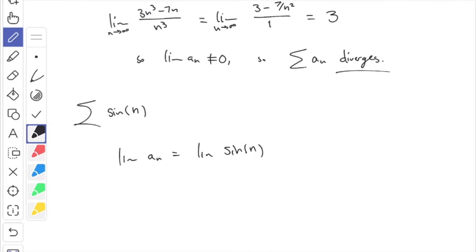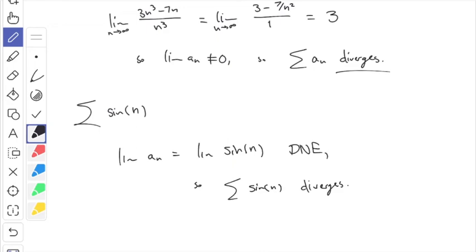This limit does not exist. I write DNE for does not exist, and so that means that the sum of sine of n diverges. This one, the sum of sine of n, doesn't really go to infinity, it just kind of doesn't approach anything. All right. Great.